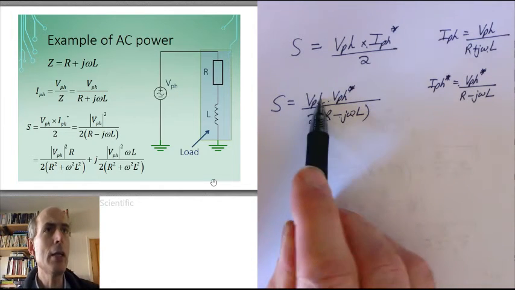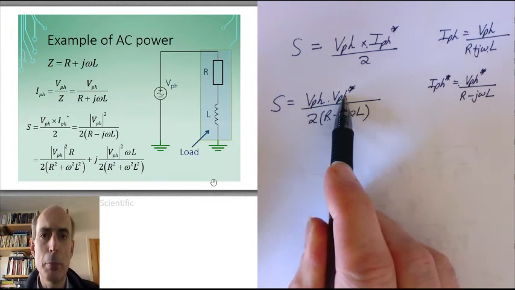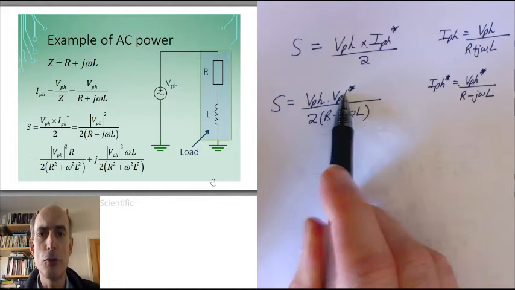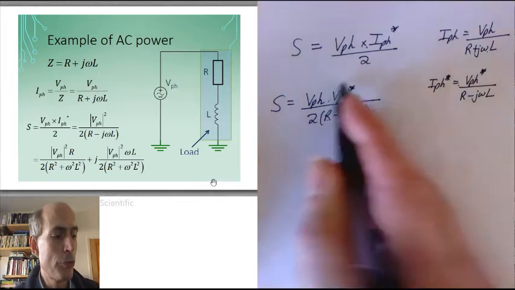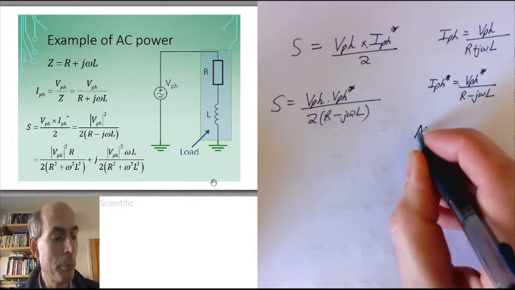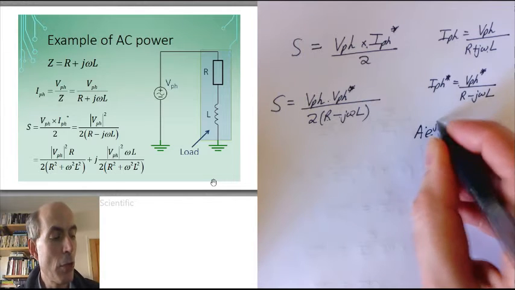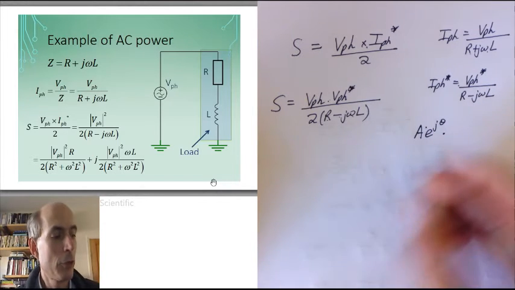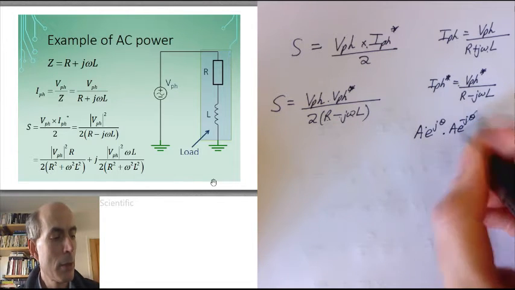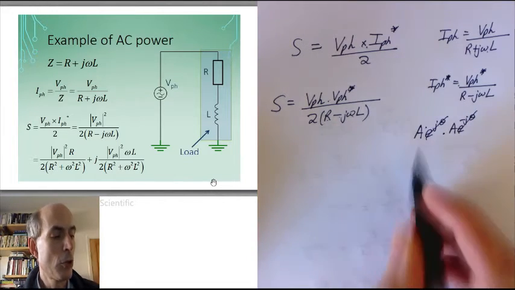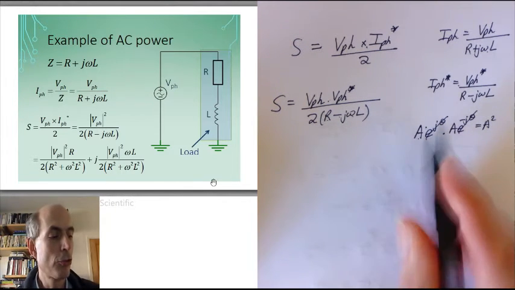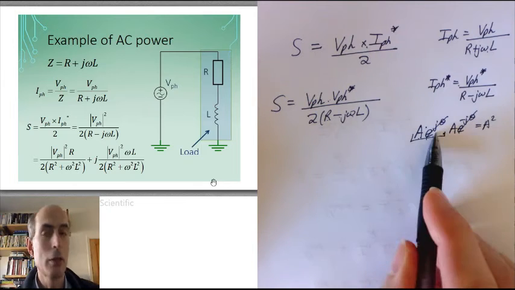Now, if you take any quantity and multiply it by its complex conjugate, you end up with the square of the magnitude of the quantity. It's most easily proved if you think in terms of the polar representation of a complex number, A e to the j theta, multiplied by its complex conjugate, A e to the minus j theta. These two terms cancel out. We're just left with A squared, which is the square of the modulus of the complex number.